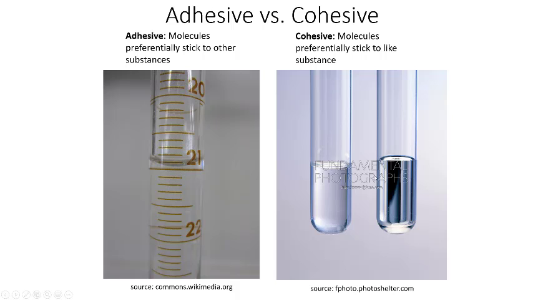Whereas if we take a look at mercury in a glass structure, mercury is more cohesive, where the molecules preferentially stick to themselves rather than the glass. And you can see that we have this sort of inverse meniscus here, where you have a mounding up of the mercury on the top.